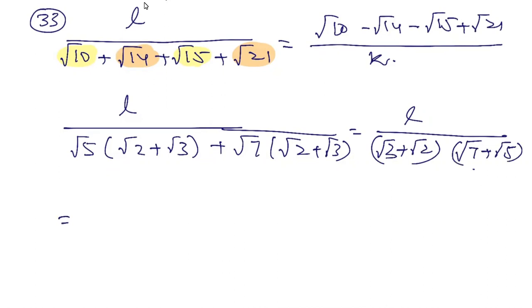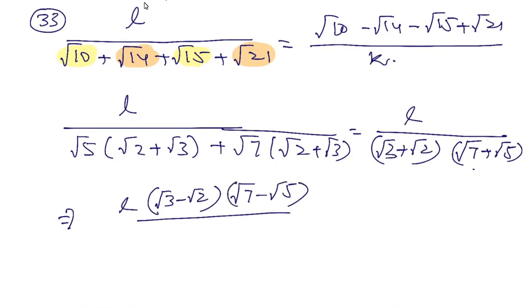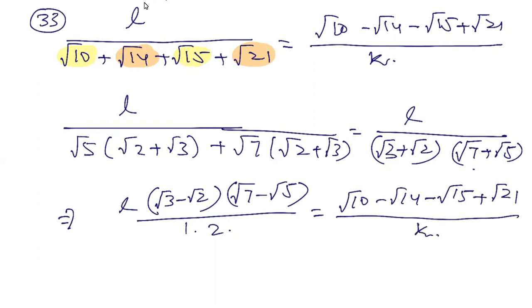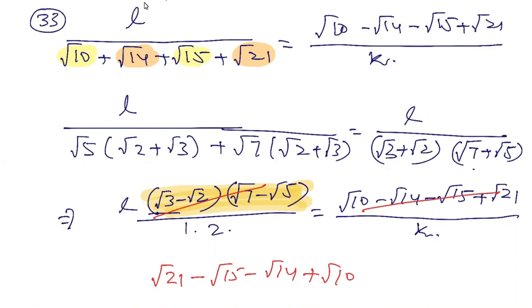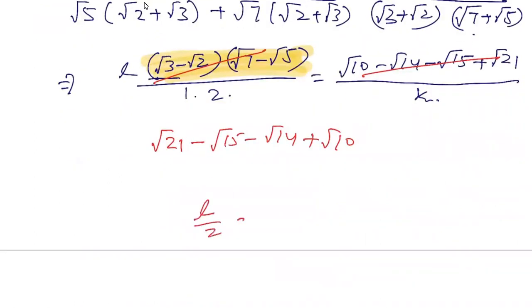So multiply with the conjugate, what am I getting? L under root 3 minus under root 2, under root 7 minus under root 5, upon 1 into 2. 3 minus 2 is 1 and 7 minus 5 is 2, equals root 10 minus root 14 minus root 15 plus root 21 upon k. Right. What is the value of this? If I multiply, what I'm getting is root 21 minus root 15 minus root 14 plus root 10. See, this value and this value are the same, right? So I can cancel out both terms. So L by 2 is equal to 1 by k.